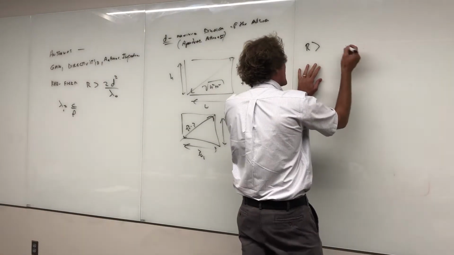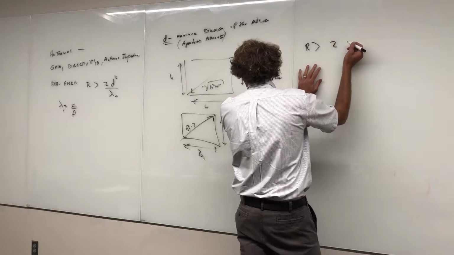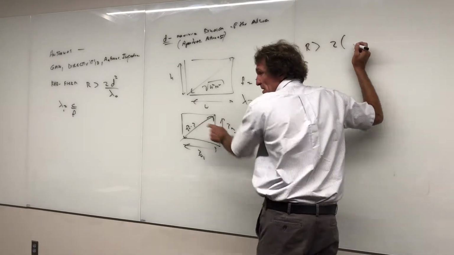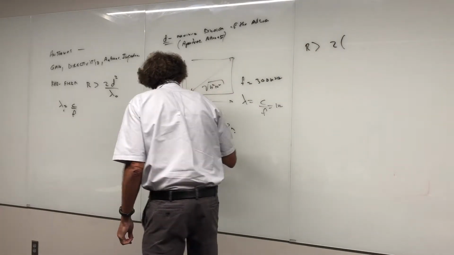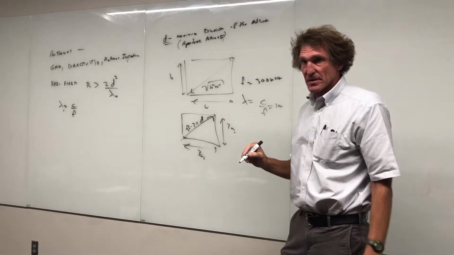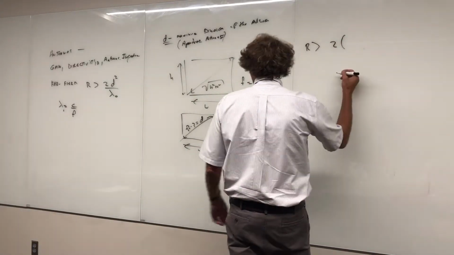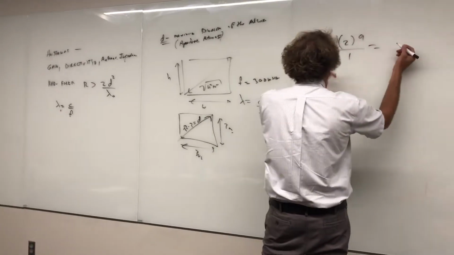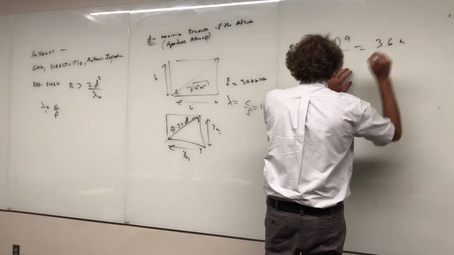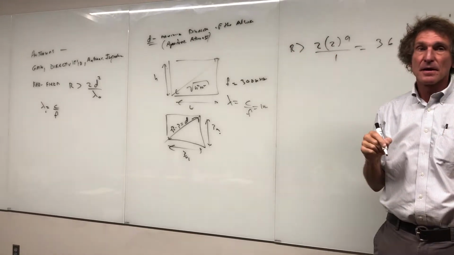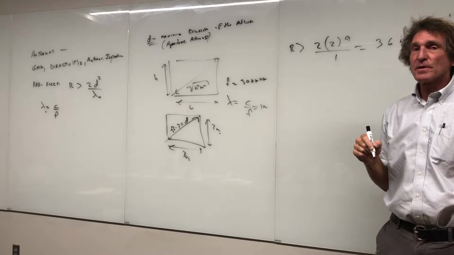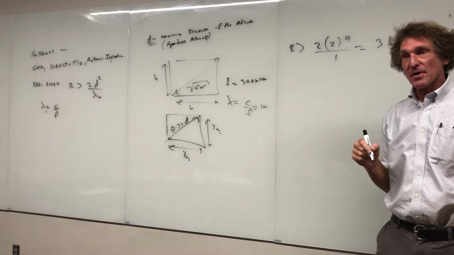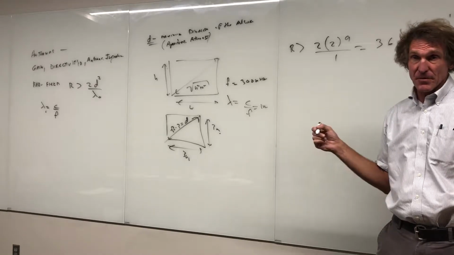So r has to be greater than 2 times D squared over lambda. Well, when I square this dimension D here, does everybody see that's D right there? That is the maximum cross-sectional dimension, right? Follow me? When I square that, I get 2 times 9 over 1. So it's really 4 times 9, or 36 meters. Okay? I do this because sometimes you're out in the field, and if they don't underscore this fact, you don't know how to calculate that, I mean in the near field or far field.